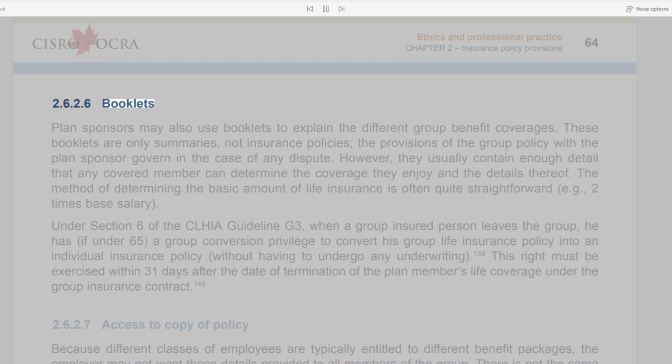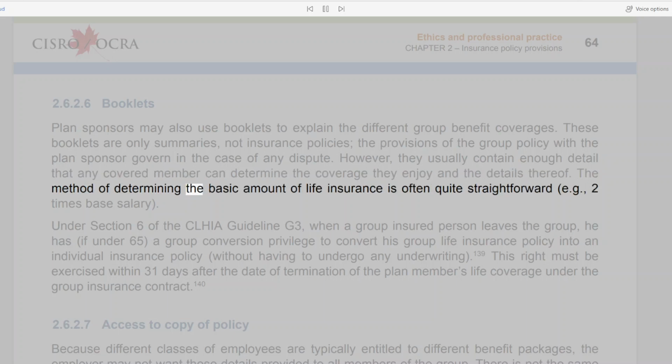2.6.2.6 Booklets. Plan sponsors may also use booklets to explain the different group benefit coverages. These booklets are only summaries, not insurance policies. The provisions of the group policy with the plan sponsor govern in the case of any dispute. However, they usually contain enough detail that any covered member can determine the coverage they enjoy and the details thereof.